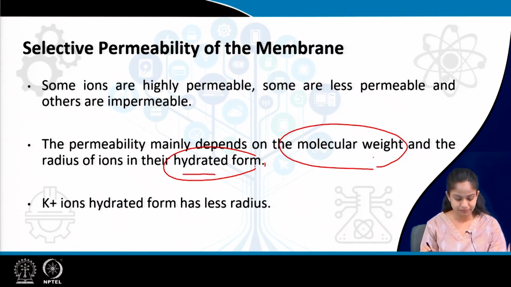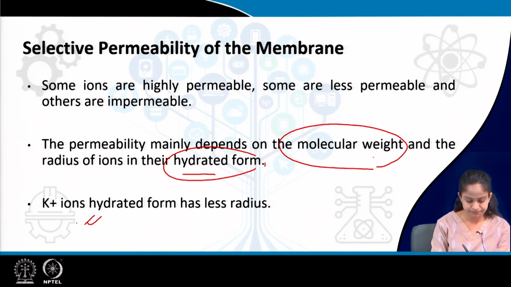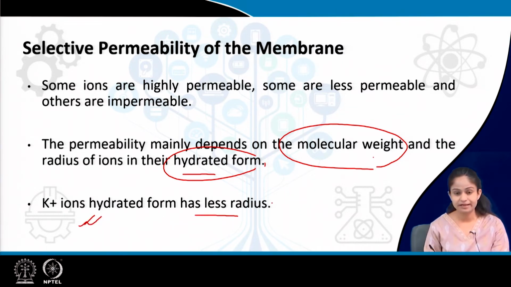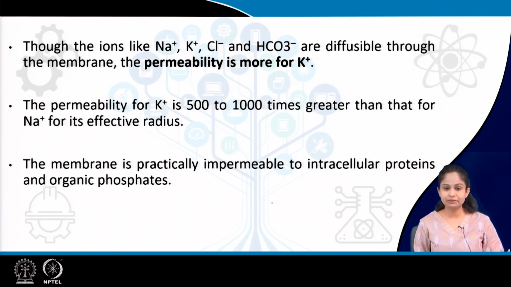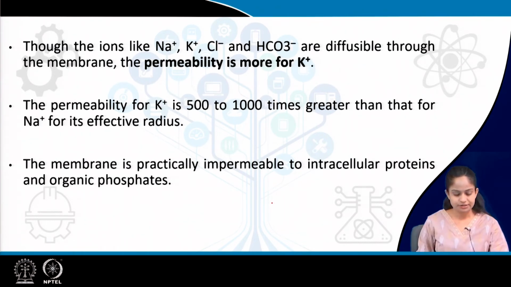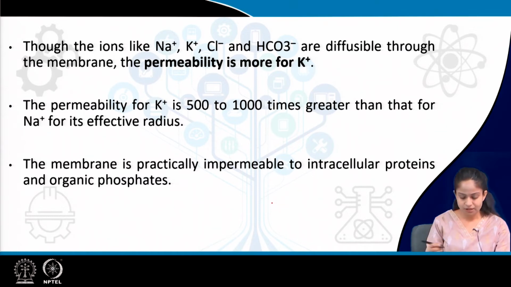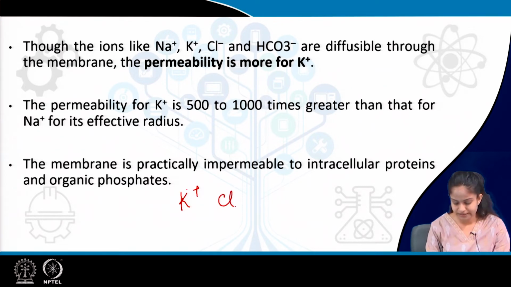For example, potassium ions in hydrated form have a very small effective radius. That is why the potassium permeability is very high compared to other ions. So if we are asked about the permeability of potassium with respect to chloride or sodium ions, one should remember that our cell membrane, generally all mammalian cells, is permeable mainly to potassium, chloride ions and sodium ions.